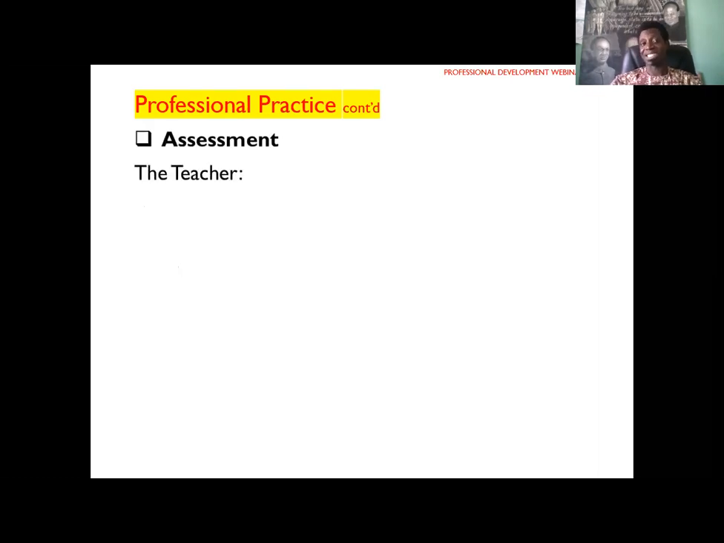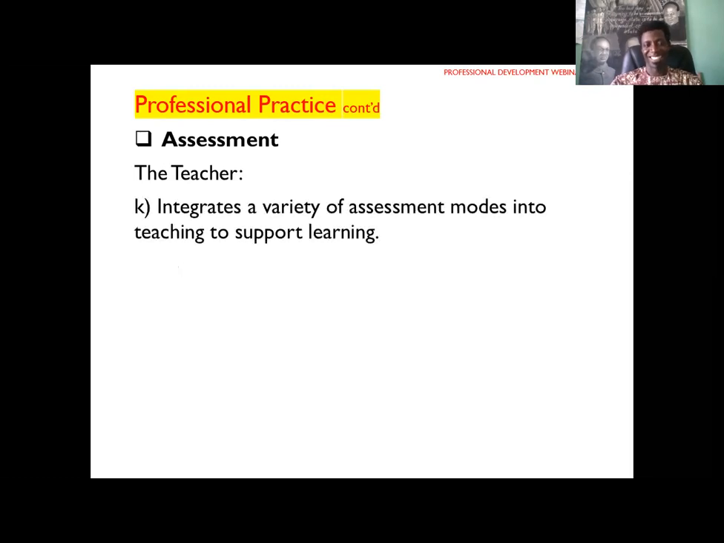Another thing under professional practice that is also key is assessment. And in the webinar that we've been doing, we have touched on assessment as a key. Now, under that, a teacher integrates a variety of assessment modes into teaching to support the learning. Our assessment should not necessarily be only writing, examination, go and write this. A practical one, things that will enable them to create.